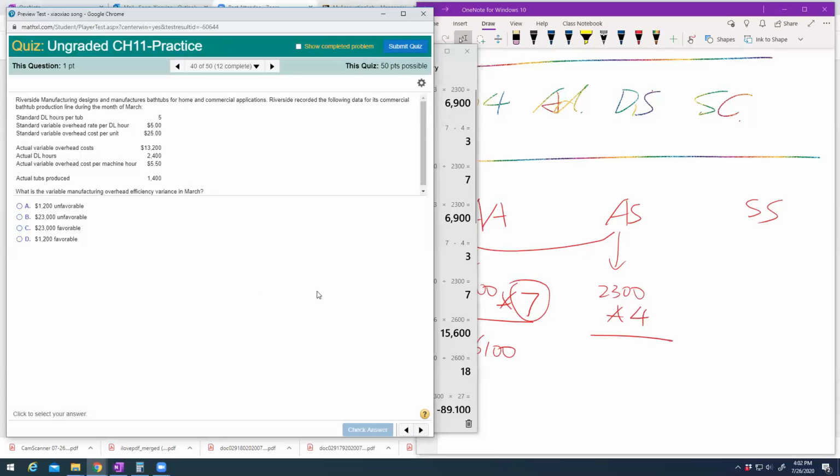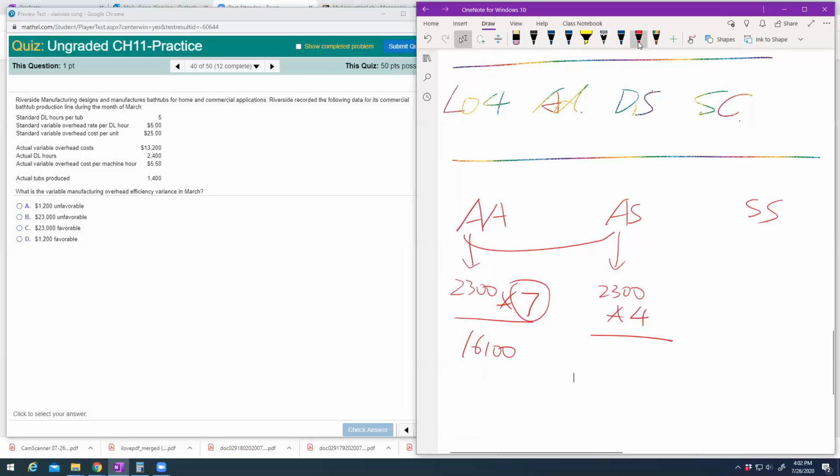So next one, asking about the efficiency. Efficiency is actual minus standard. Okay, so this is also based on direct labor. Actual direct labor is 2,400. 2,400 is actual. And our standard rate per direct labor hour is $5. So this is $5. So our standard direct labor should be how many hours?